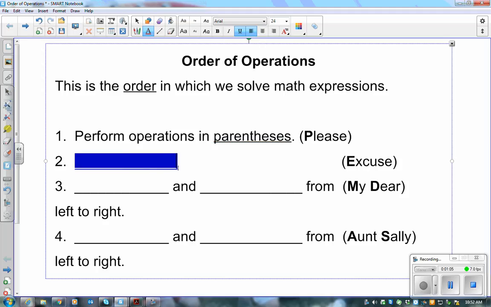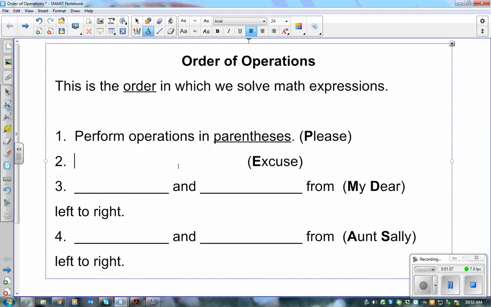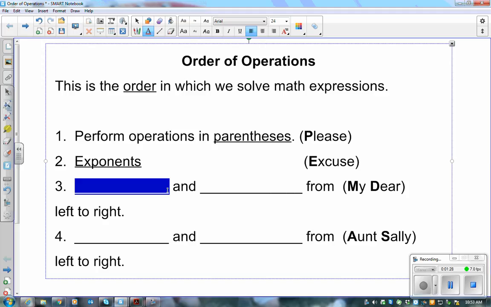Secondly, we do exponents. Now remember I told you we're not going to have to worry about exponents this year, but we will be talking about that more at the end of this year, and you'll be doing those next year. So for this year, we kind of get to skip that number 2, but it stands for exponents or excuse. Then the next step is we do any multiplication and division from left to right.